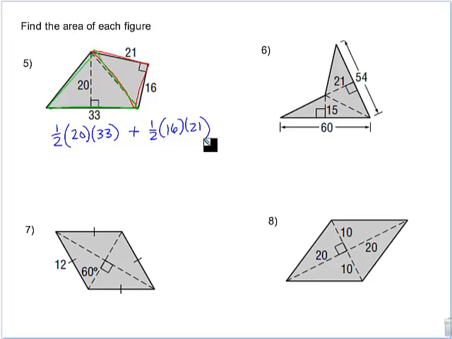Good, 498. That's what I get. Do we have a label? Nope. So what do we do? What do we label it as? Units squared.